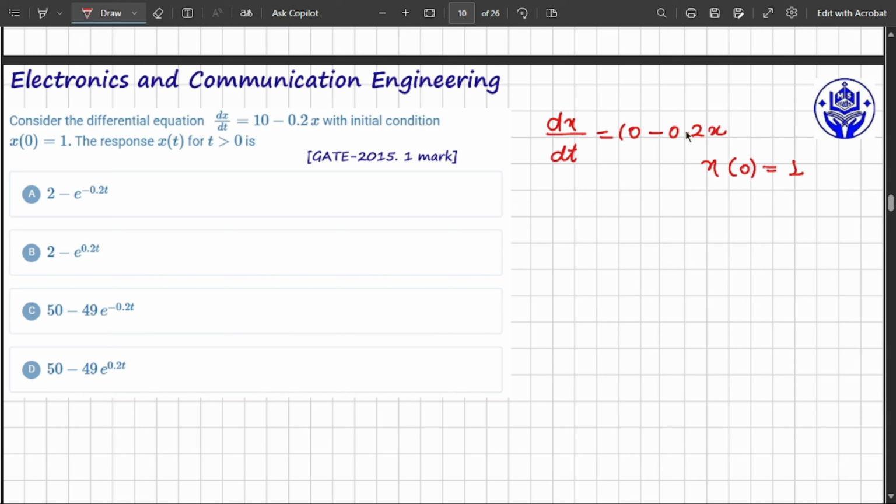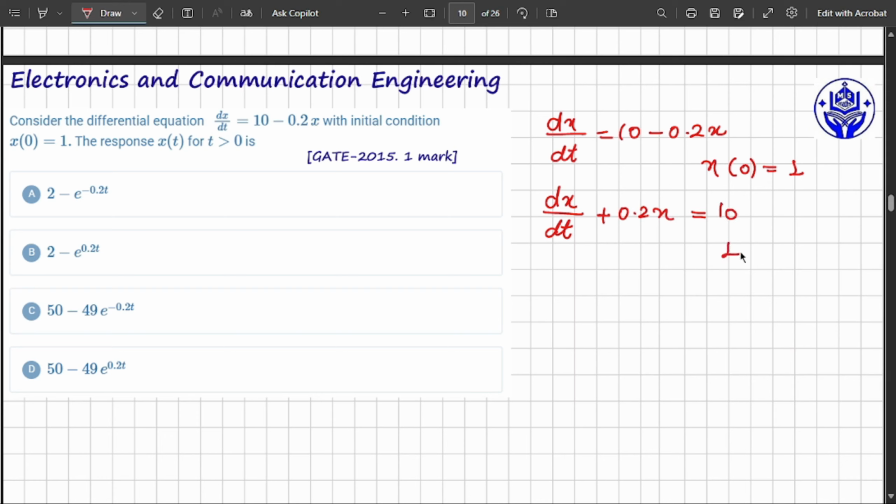What can I do here? It can be the variable separation method. I can also use the linear kind of differential equation here. Then it is dx by dt plus 0.2x. It can be separated, but the integration will be complicated. So it will be 10.